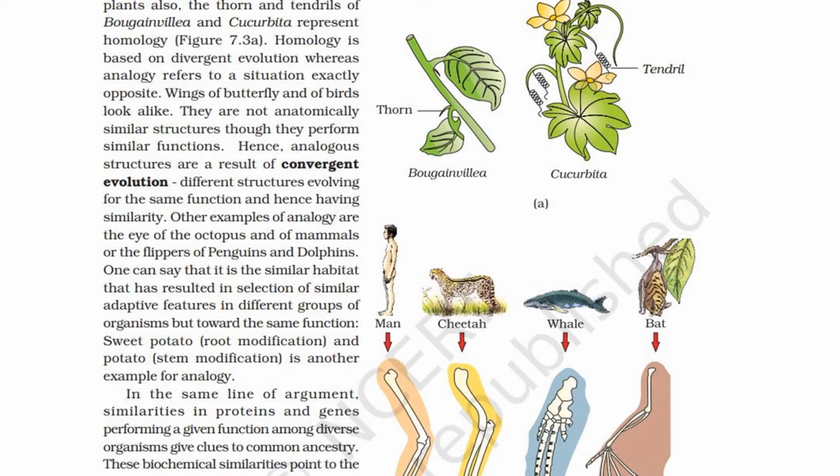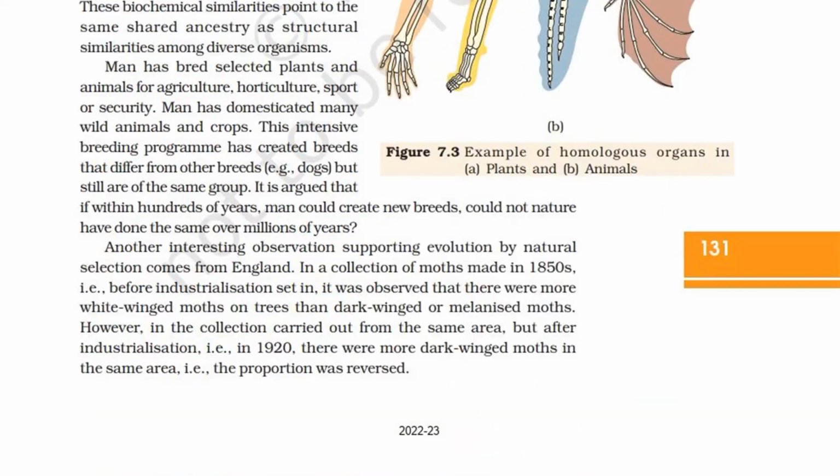In the same line of argument, similarities in proteins and genes performing a given function among diverse organisms give clues to common ancestry. These biochemical similarities point to the same shared ancestry as structural similarities among diverse organisms. Man has bred selected plants and animals for agriculture, horticulture, sport or security. Man has domesticated many wild animals and crops.